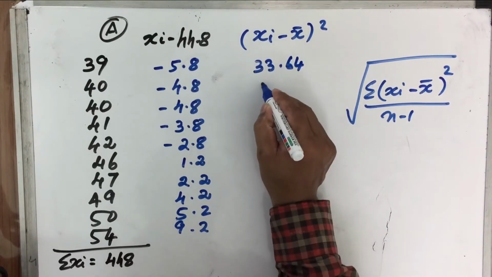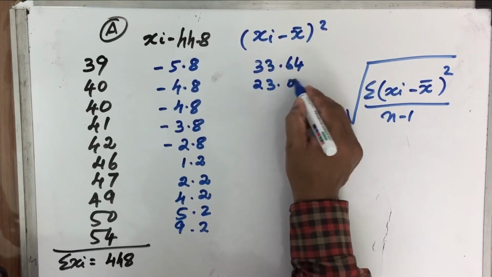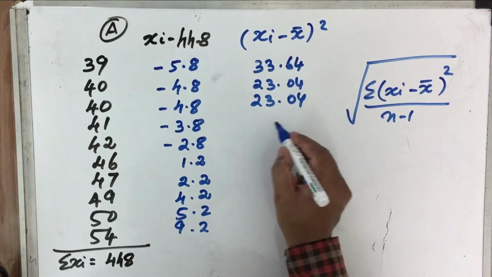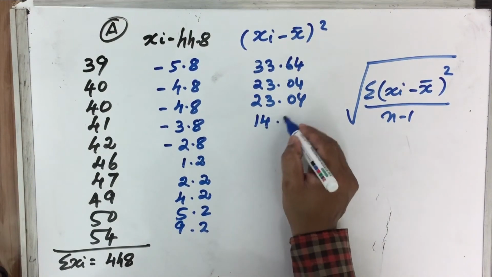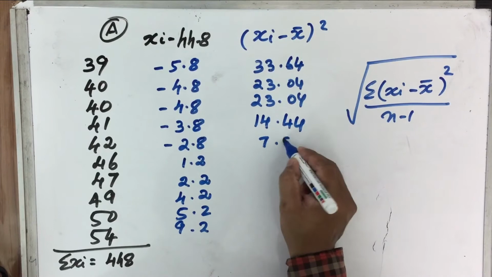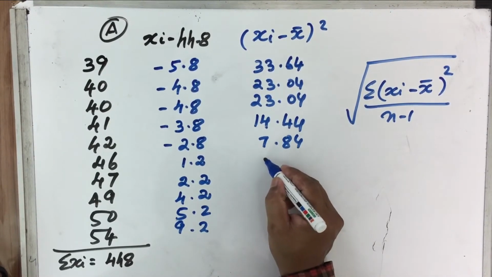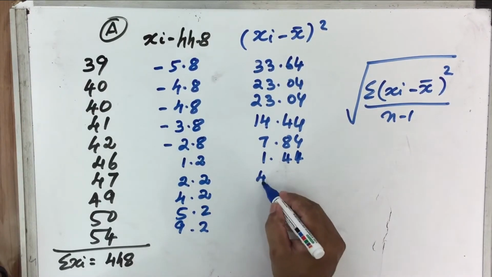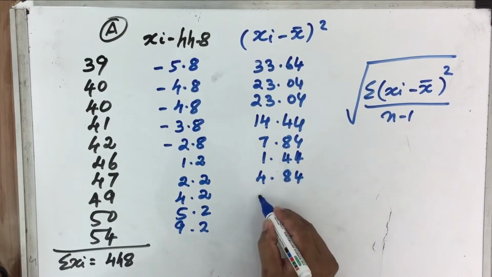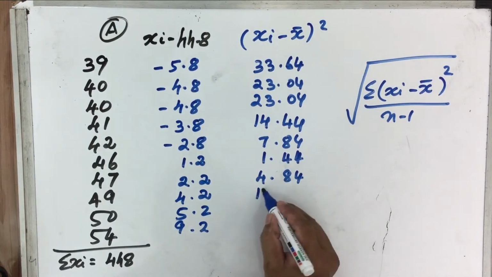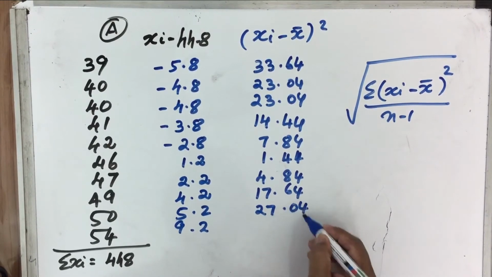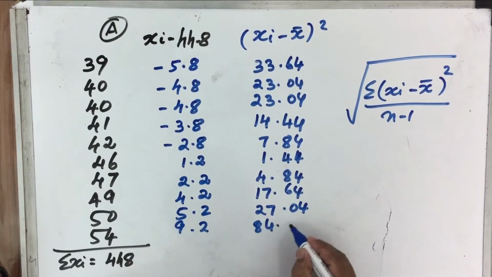33.64. This is equal to 23.04. This is also 23.04, and this is equal to 14.44. This is 7.84. This is equal to 1.44. And this is equal to 4.84. This is 4.2 square, which is 17.64. 5.2 square is 27.04, and this is 84.64.